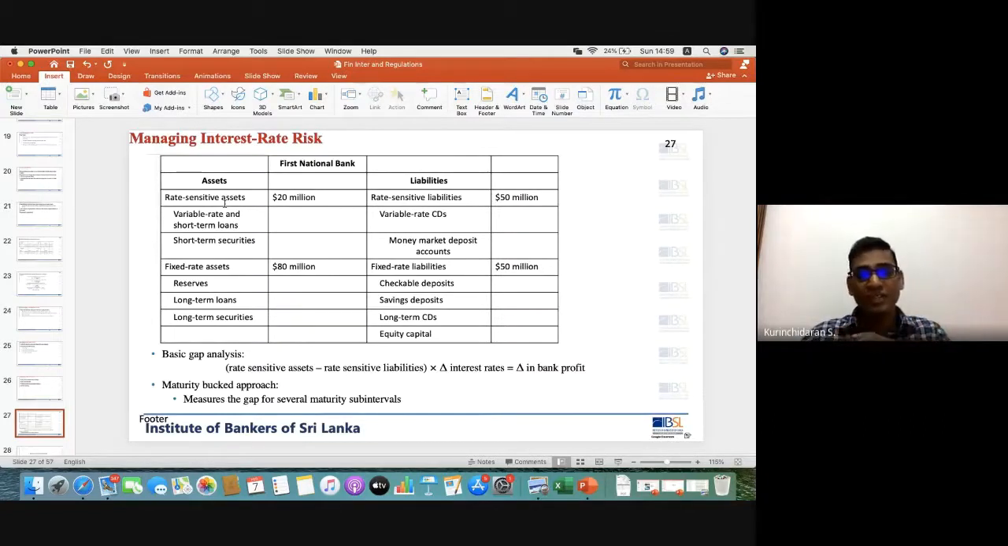It's a huge task. There's a kind of technique most of the banks use, that is basic gap analysis. You put them into different maturity buckets. So that approach is the maturity bucket approach. You can put all your assets and liabilities into different maturities. That means 0 to 7 days, 7 to 31 days, then 1 month to 6 months, like that.